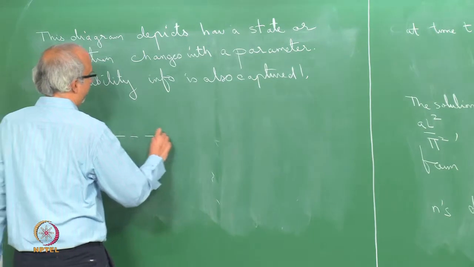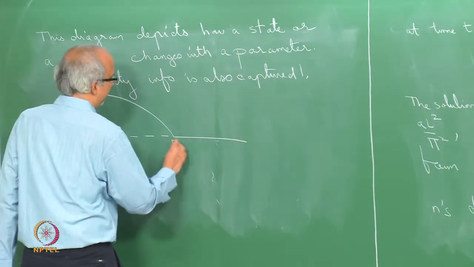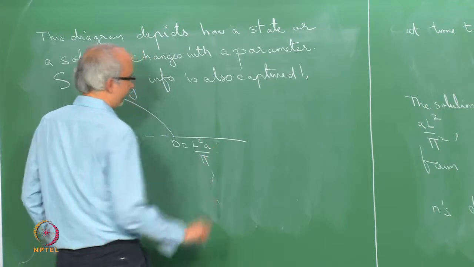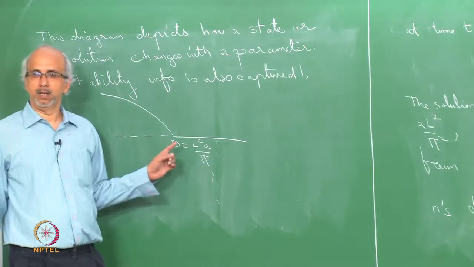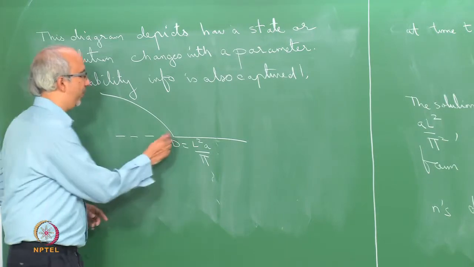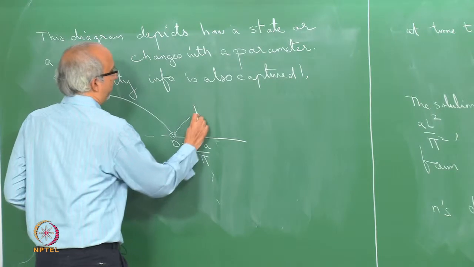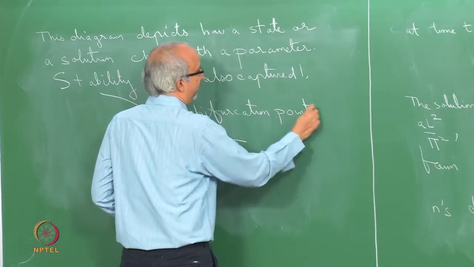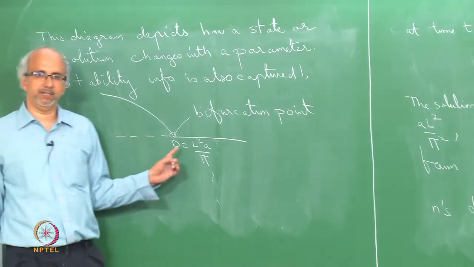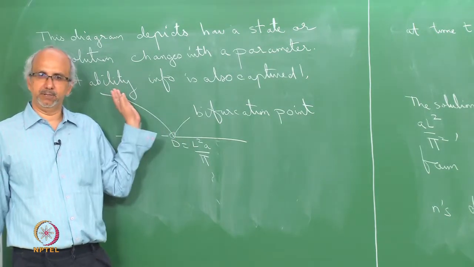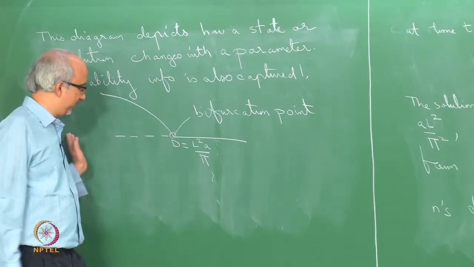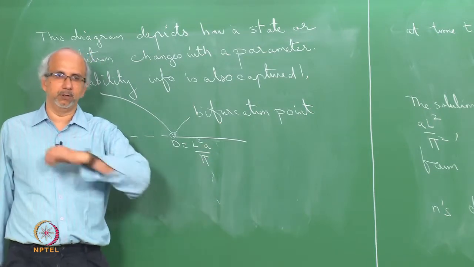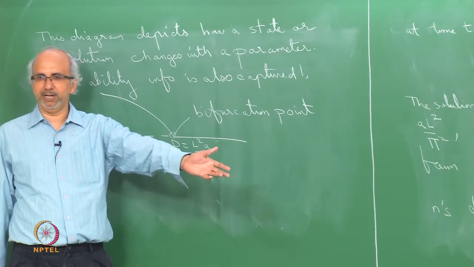and I'm going to redraw that thing which I had drawn earlier, and this is D equals L squared A by pi. This particular point where you have the change from one branch to another is called a bifurcation point. So the bifurcation point is the point where a new solution branch is emerging. Okay, so this is a steady state solution which always exists. Because you put US equal to 0, it satisfies the equation always, for all values of A, D and L.